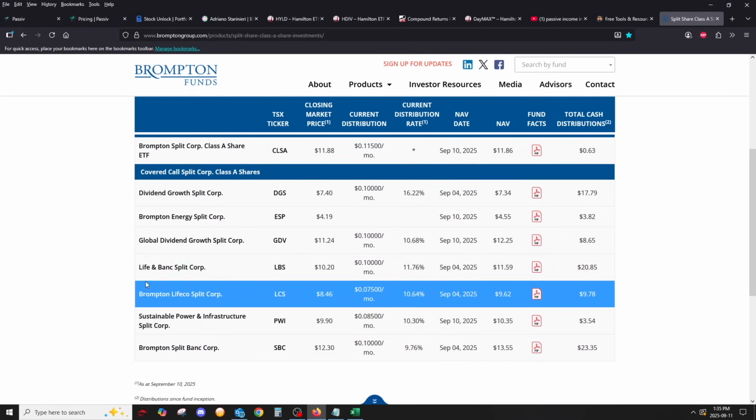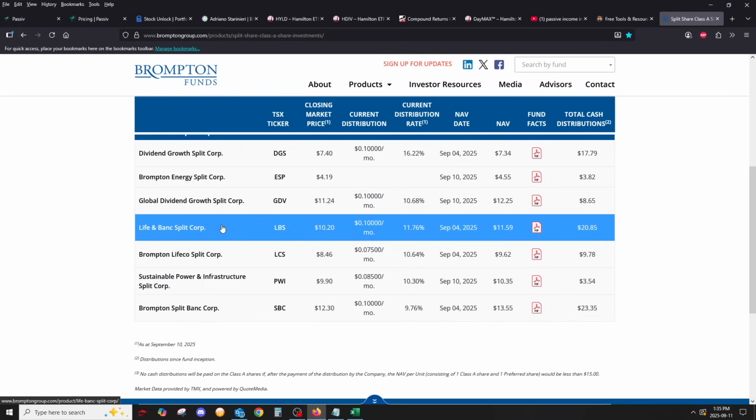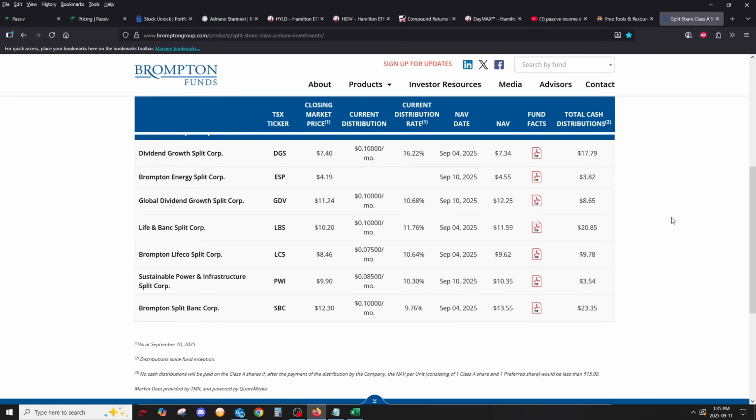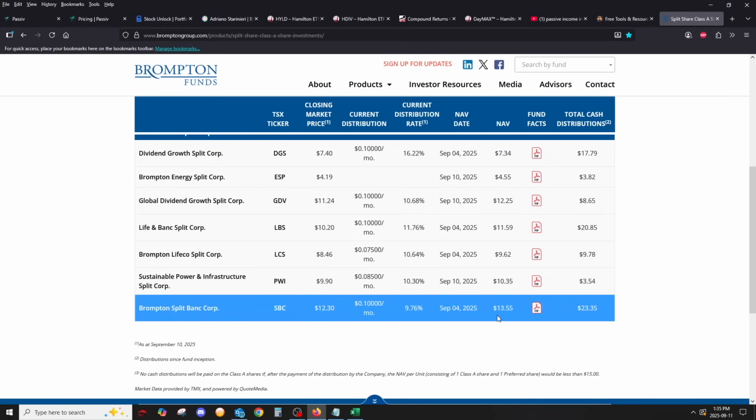And LBS is one of the highest ones. It's their biggest and most popular split fund. It's almost at $1 billion. It has quality Canadian financials, right? The 6 banks. And check out this discount. When I bought it, it was a 13% discount to NAV. I bought some at 10 something. Look at the net asset value, 11.59. That means you're buying something for 10.20 that's worth 11.59. It's absolutely insane. Even SBC has a big discount right now as well.